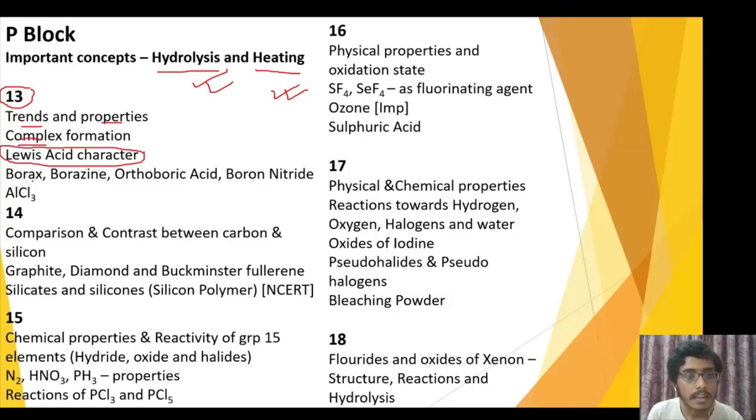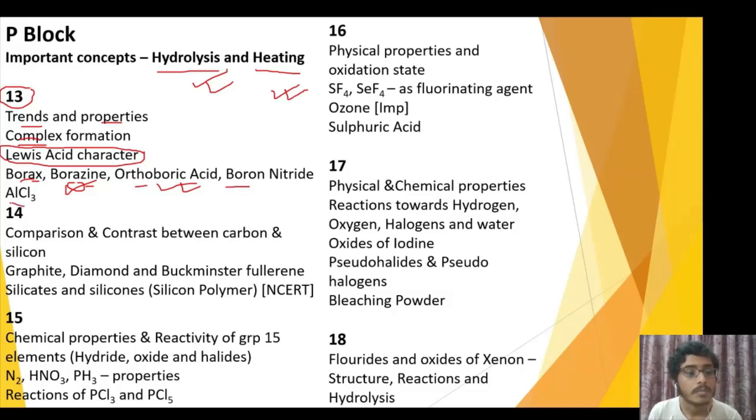Okay, and again here some important compounds have been mentioned. You must know the preparation and reactions along with the structure of these compounds. Like borazine is very important. So borax, borazine, orthoboric acid: how it is formed, how it is prepared, what are the reactions of these compounds, boron nitride and AlCl3. These are some of the very important compounds from which questions are asked repeatedly.